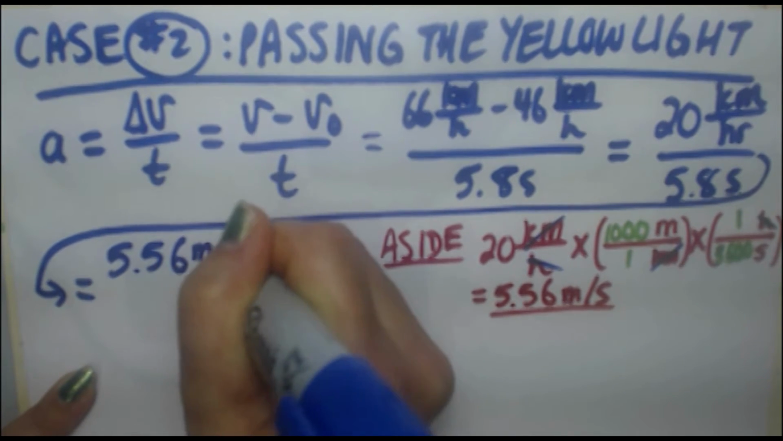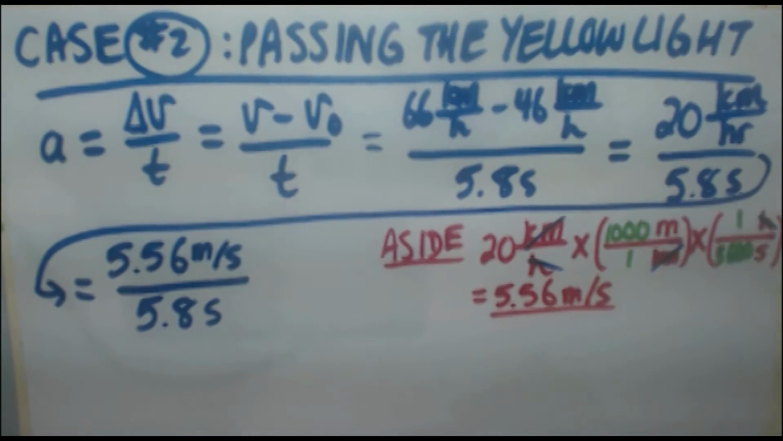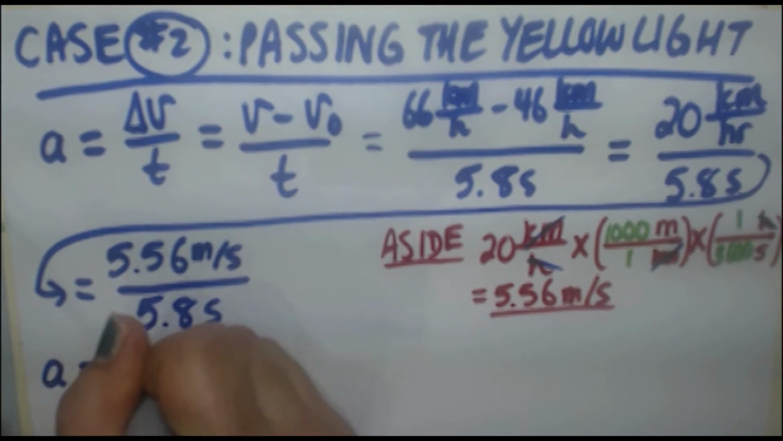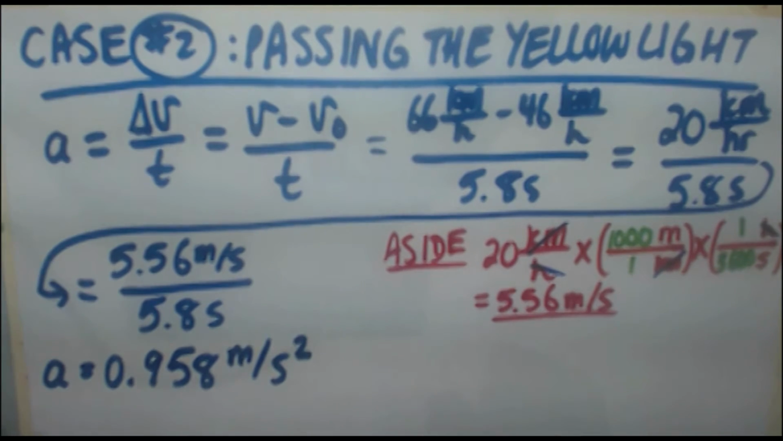5.56 meters per second divided by 5.8 seconds. Seconds are going to cancel out, and you're going to be left with an acceleration of 0.958 meters per second squared.